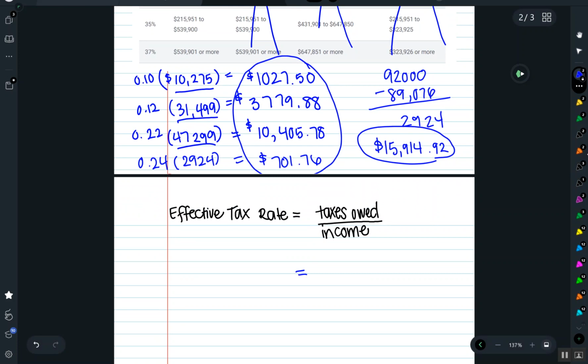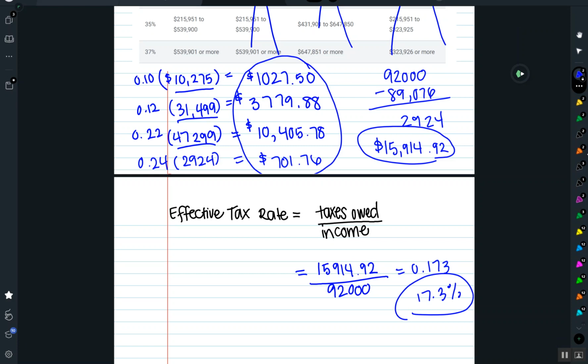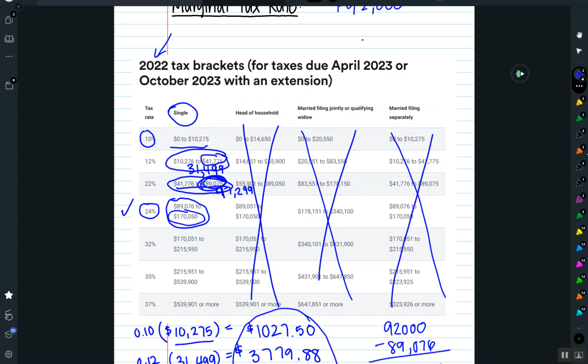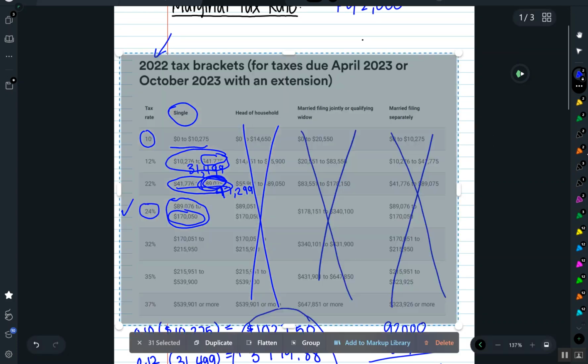Now the effective tax rate, it's just a simple division problem. Okay, you take your taxes owed, you divide it by your income. That's too many zeros. And it gives us about 17.3% tax rate. This is the effective tax rate. Okay, so this one changes with every dollar you make, your effective tax rate changes. But the marginal tax rate, remember, that's just the highest one.